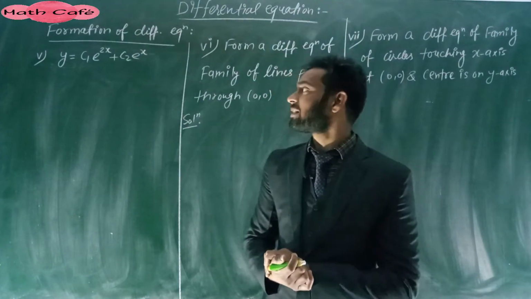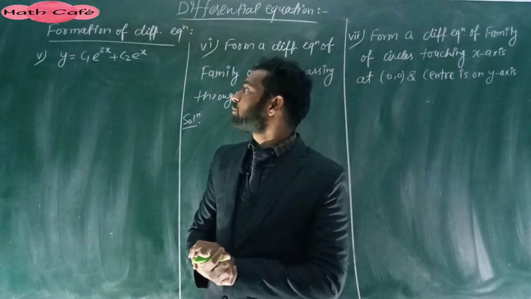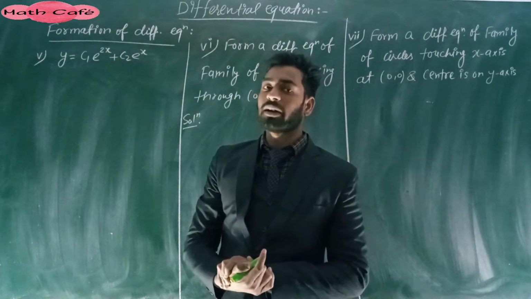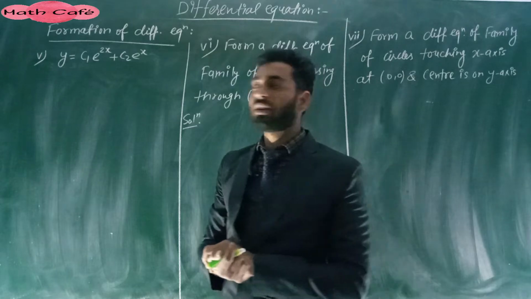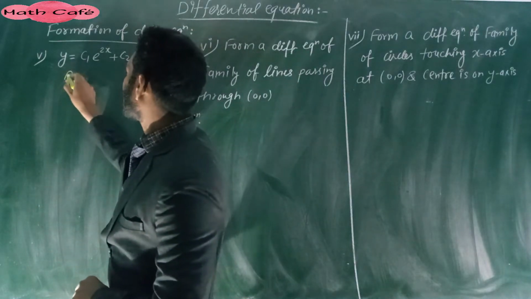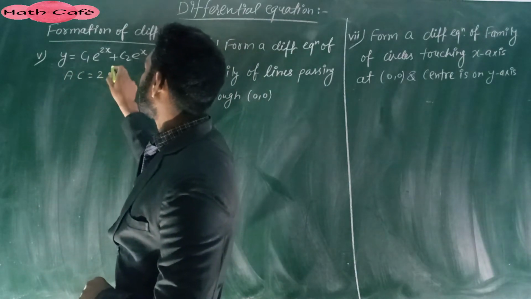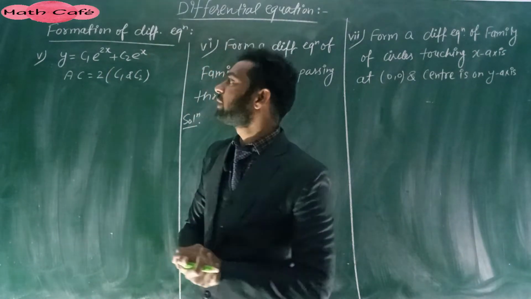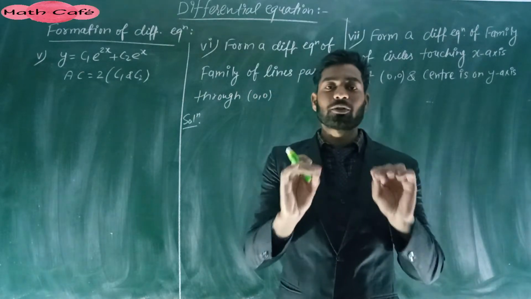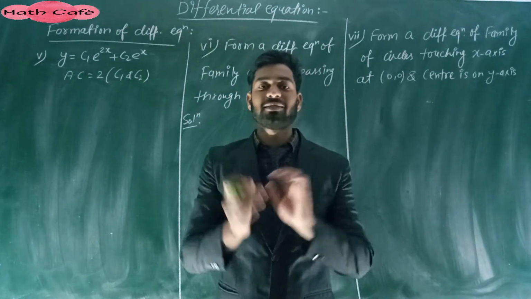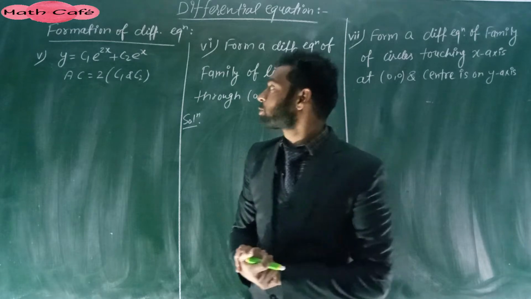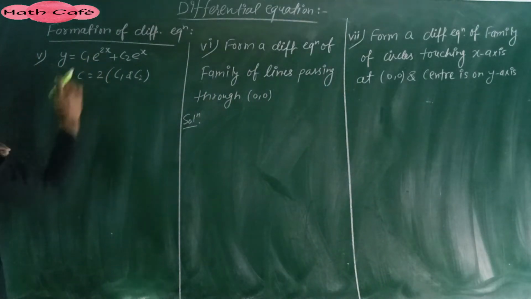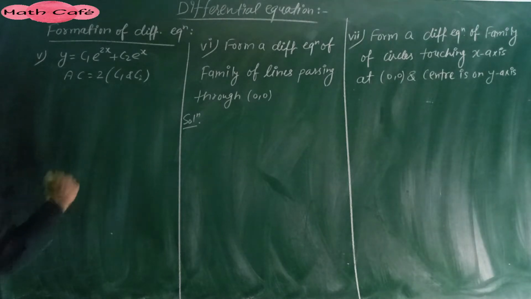Alright, let's move to example 5, which is written here: y equals c1 into e raised to 2x plus c2 into e raised to x. Here the number of arbitrary constants is 2, that is c1 and c2. So we need to remove c1 and c2 from this equation, and since the arbitrary constants are 2, we have to differentiate the given equation 2 times. So the order of the differential equation will be 2. The highest order derivative of this differential equation will be d2y by dx2.